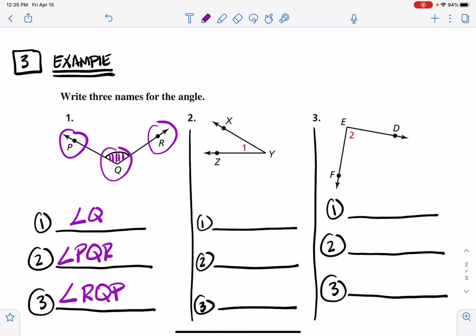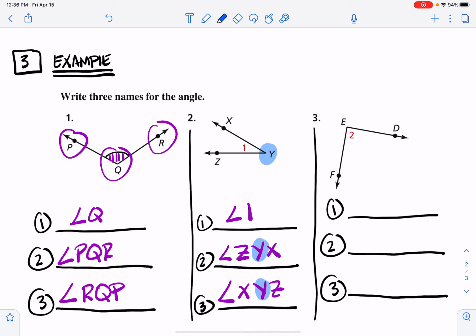In example 2 here, we can say, of course, angle 1, since it's named. We can also say angle ZYX, or we can say angle XYZ. As long as we are keeping the common vertex in the middle, like we are doing here, that means we're naming the angle correctly. And then the last one, of course, the new way of doing it, we can say that's angle 2 since it's named. We can also do angle DEF. And of course, we can do the reverse, angle FED. All right, that's everything you need for box number 3.